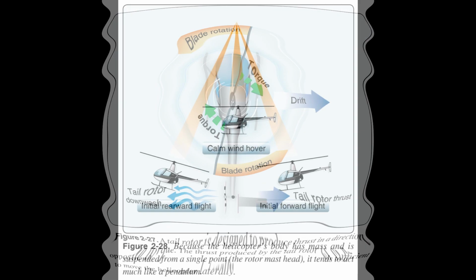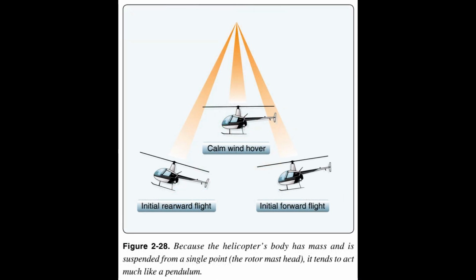Pendular action. Since the fuselage of the helicopter, with a single main rotor, is suspended from a single point and has considerable mass, it is free to oscillate either longitudinally or laterally in the same way as a pendulum. This pendular action can be exaggerated by over-controlling, therefore, control movements should be smooth and not exaggerated.